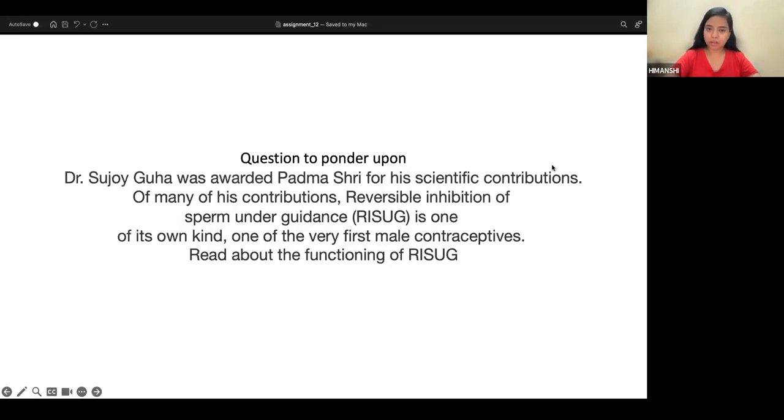So for the last time, a question to ponder upon: Dr. Sujoy Guha was awarded Padma Shri for his scientific contributions. Of many of his contributions, reversible inhibition of sperm under guidance is one of its own kind, one of the very first male contraceptives. Read about the functioning of RISUG. It's a very interesting topic, and I guess that most of you will definitely enjoy it.